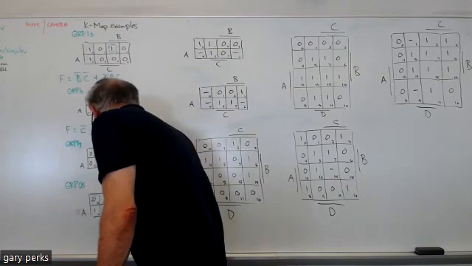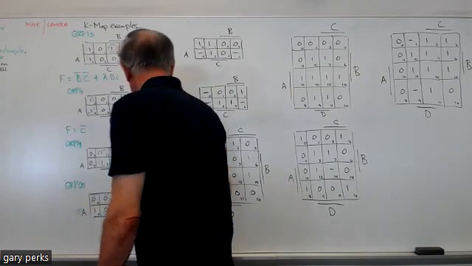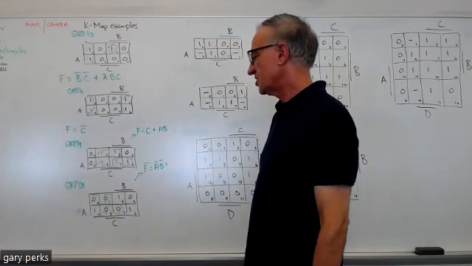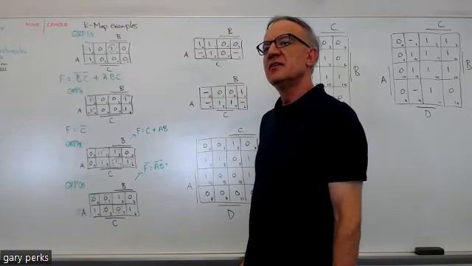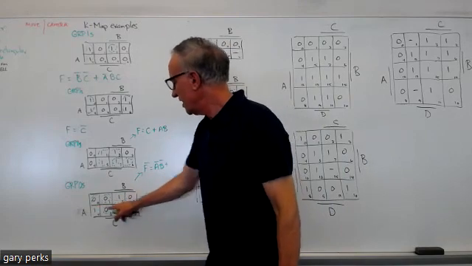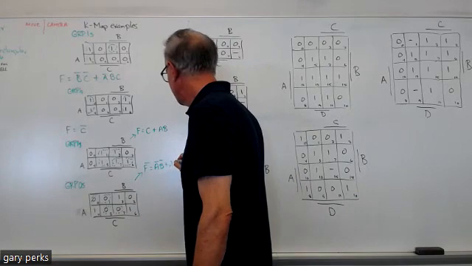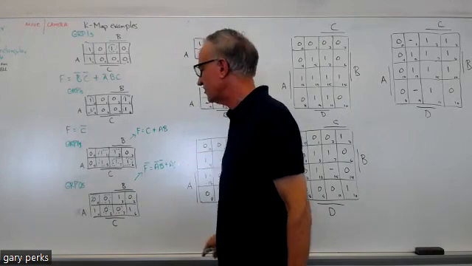5 and 7, okay. And what is this grouping going to give us? What's common to these two groupings? C. Just C. A and C. They're both in the A row and they're both in C. But we're not done, right? Because this 0 over here is not accounted for.